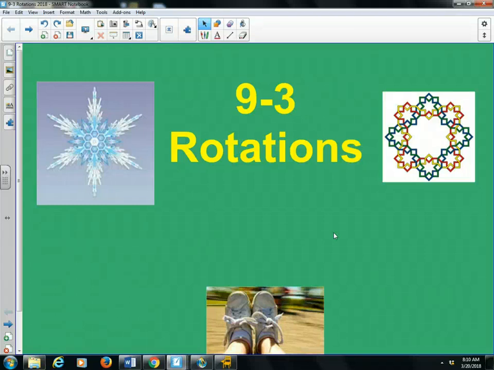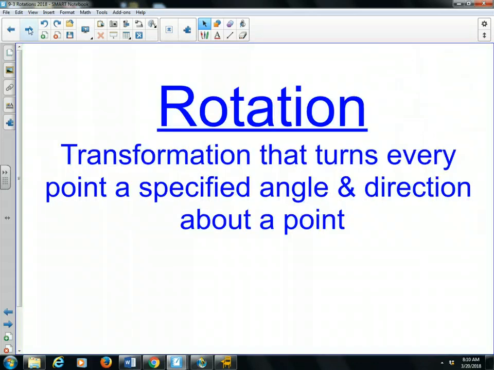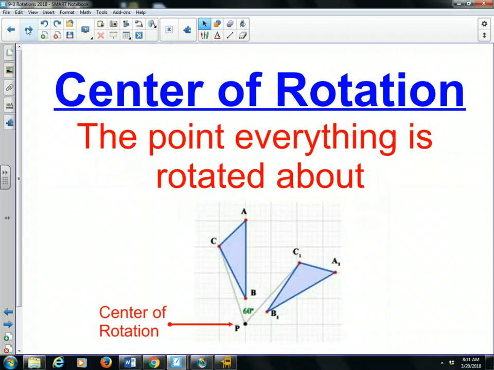We're on rotations today. A rotation is another transformation. This time it's a transformation that turns every point a specified angle and direction about a point. A specified angle is how many degrees it turns or rotates, and the direction is whether it turns counterclockwise or clockwise about a certain point. So we have what's called the center of rotation. The center of rotation is the point everything is rotated about.